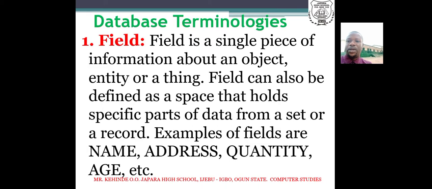So let's quickly move on to database terminologies. We have quite a few of them. When we're talking about database terminologies, we're talking about terms that are associated with database. Number one, we have field. Field is a single piece of information about an object, entity, or a thing. Field can also be defined as a space that holds a specific part of data from a record. Examples of field are name, address, quantity, age, date of birth, sex, and so forth.